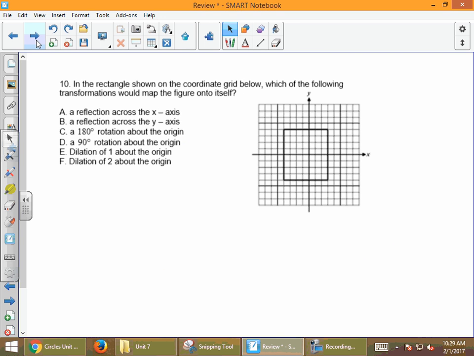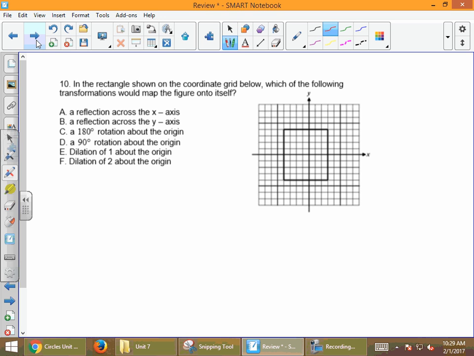Good. Ready? Number 10. You can change this to select all, that's fine. The rectangle shown on the coordinate grid below, which of the following transformations would map onto itself? So I'm going to do some sort of move, and it's going to be exactly the same shape. So how do we do that? Well, let's figure it out. Tomorrow, make sure you have colored pencils, highlighters, something along those lines to help you visualize these things a little bit.